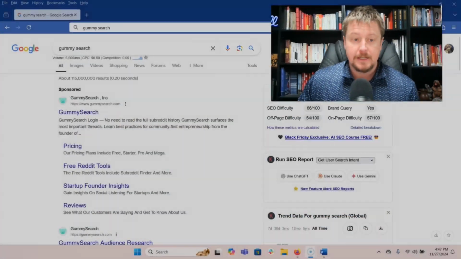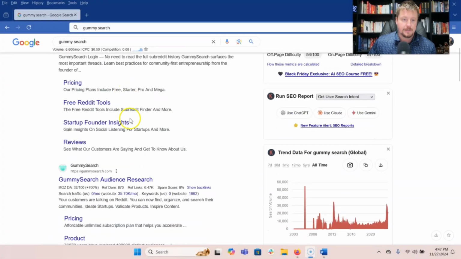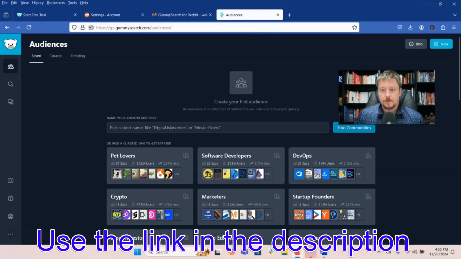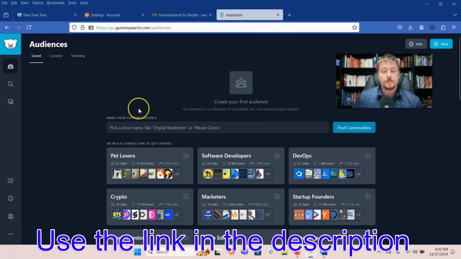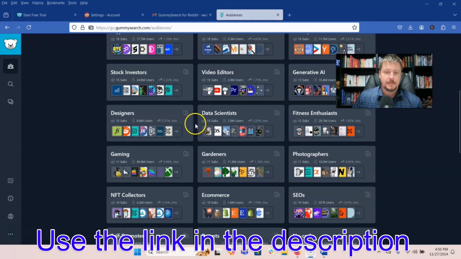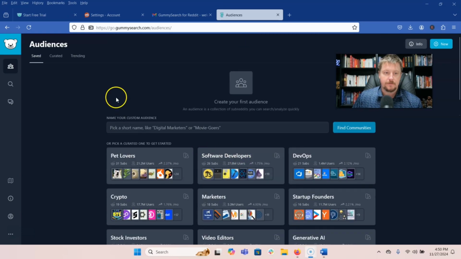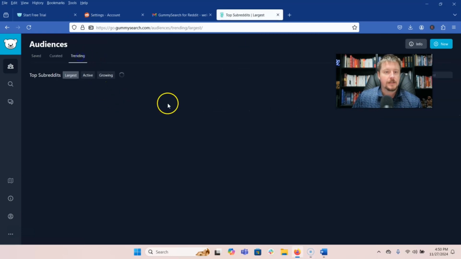So this is basically how to use Reddit to find startup ideas and find gold. We're going to sign up for this little thing called Gummy Search. Gummy Search basically goes on Reddit. We can use this to validate ideas, do all kinds of stuff. There are all these different subreddits and all kinds of cool stuff.